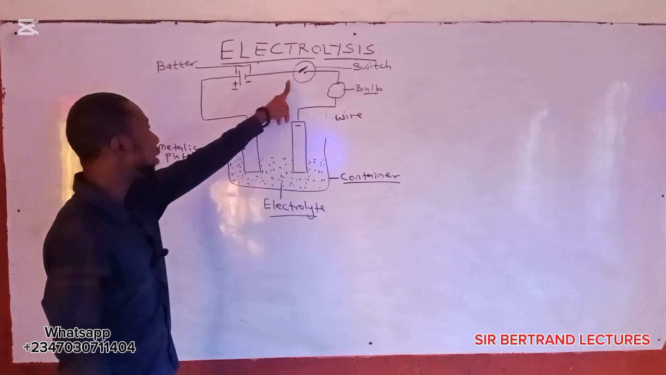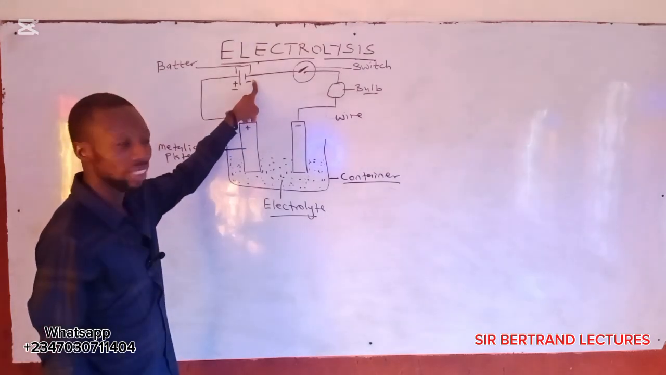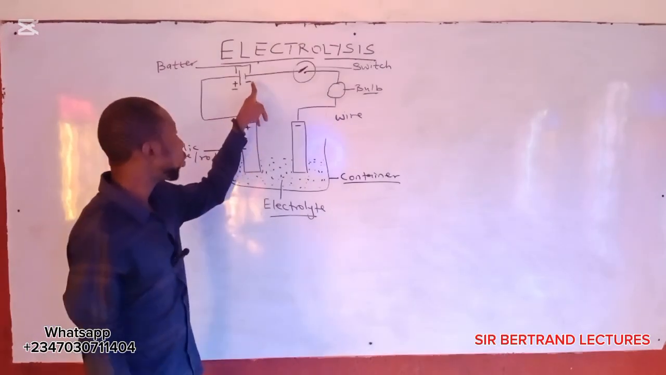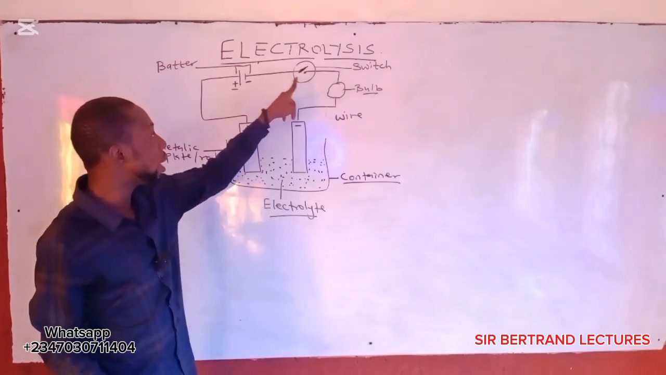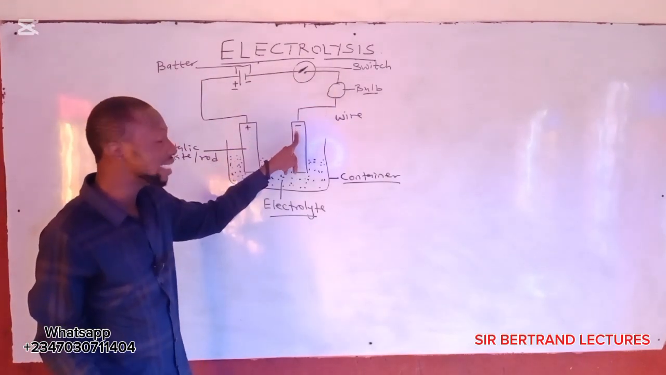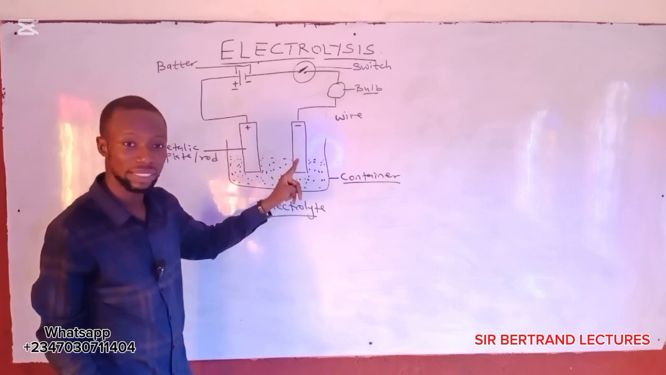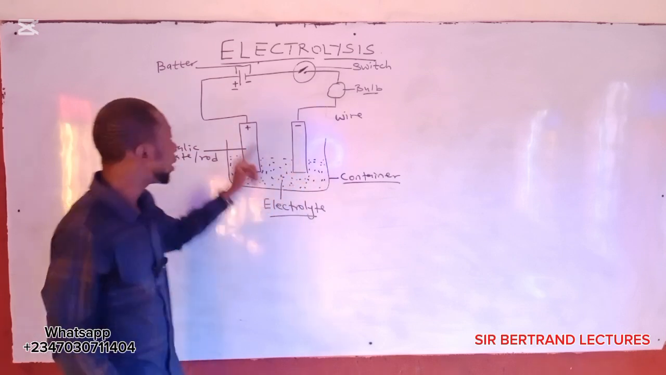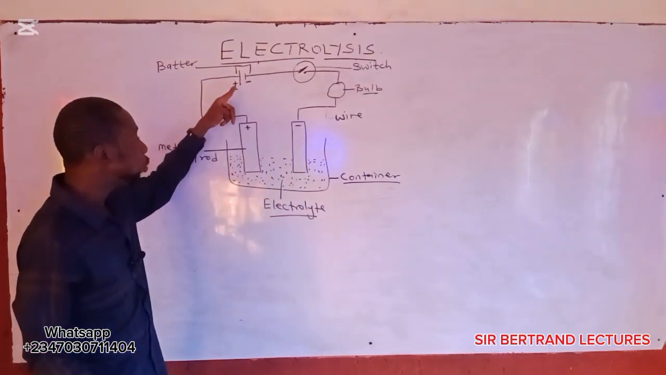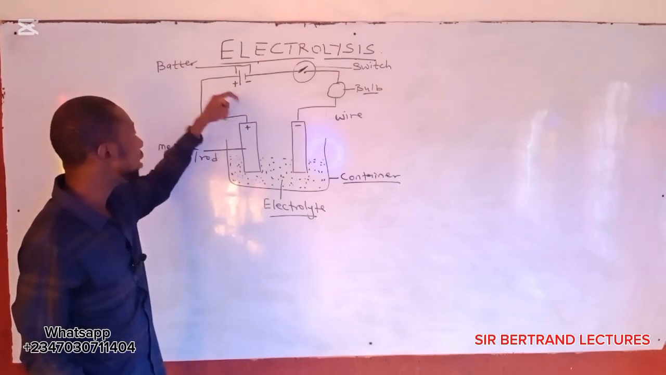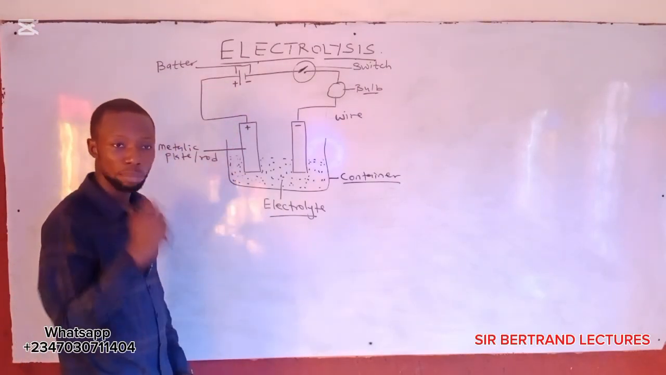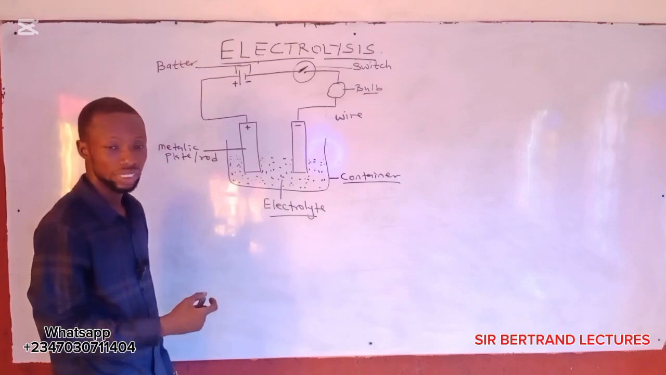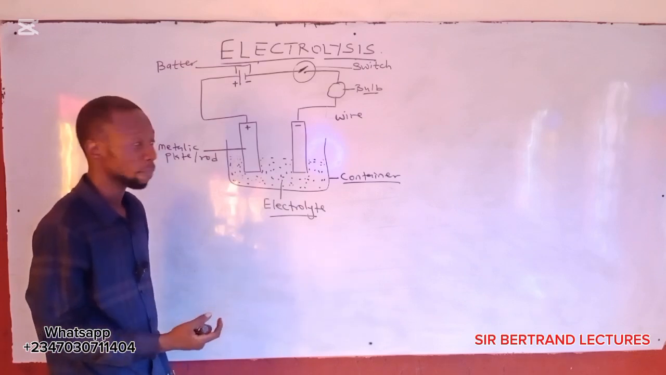Then one end connects to the negative pole of the battery, and the part connected to the negative pole of the battery is the one connected to the negative metallic plate. Then the one connected to the positive pole of the battery is the one connected to the positive metallic plate or rod that conducts electricity.